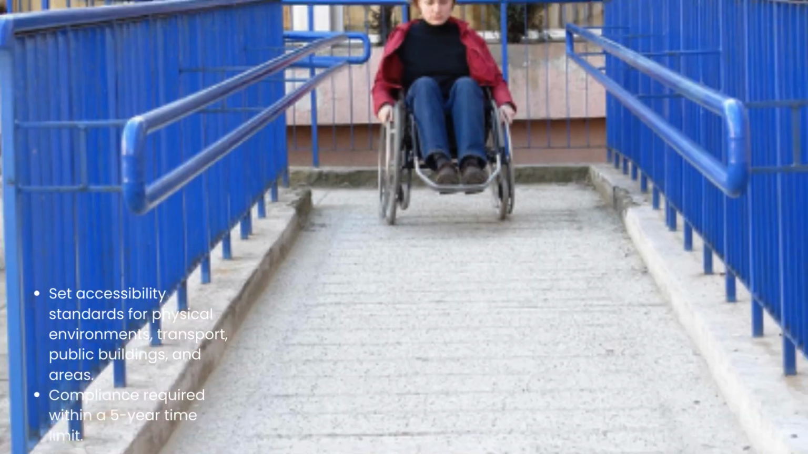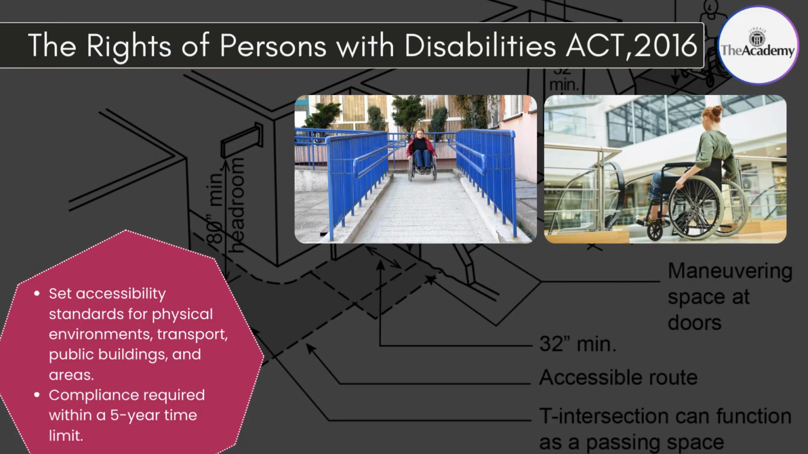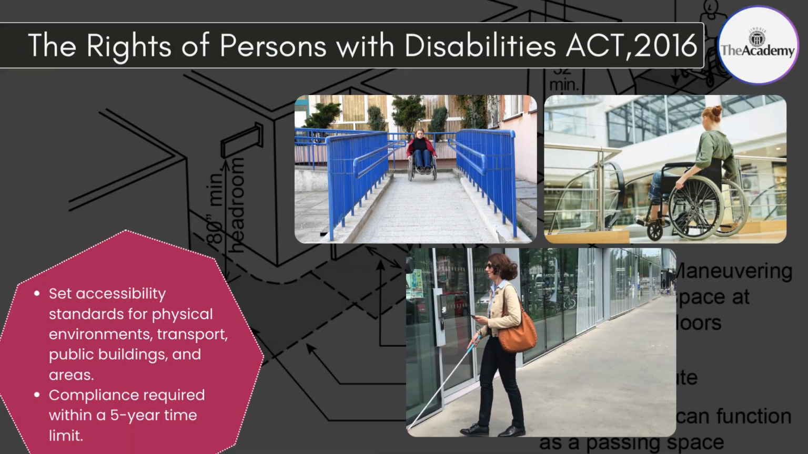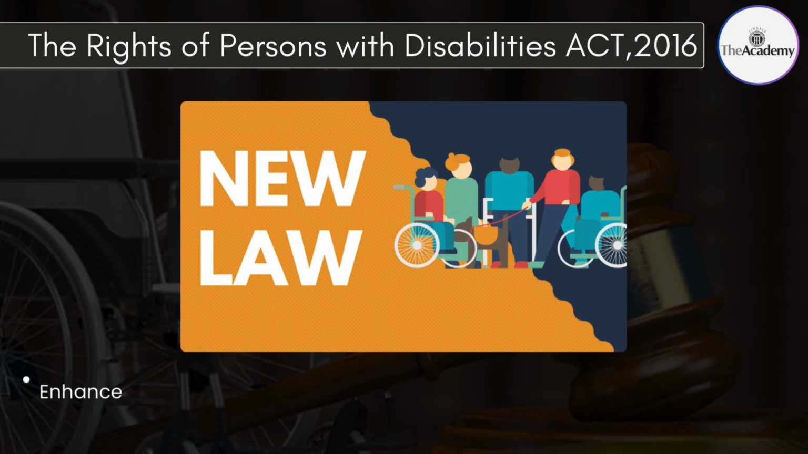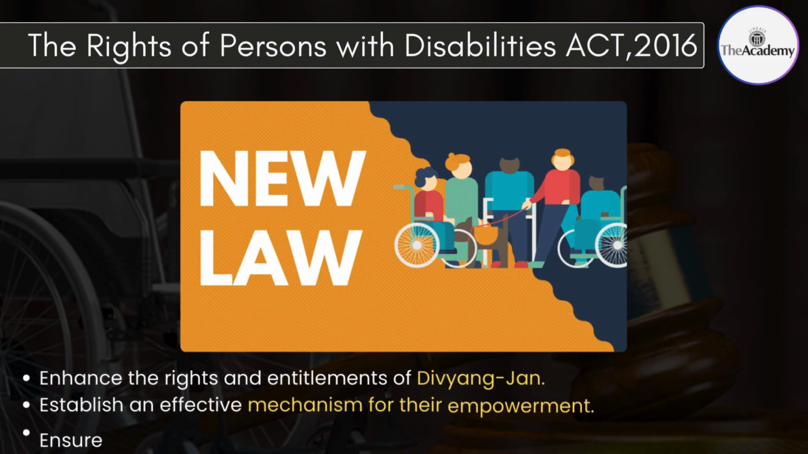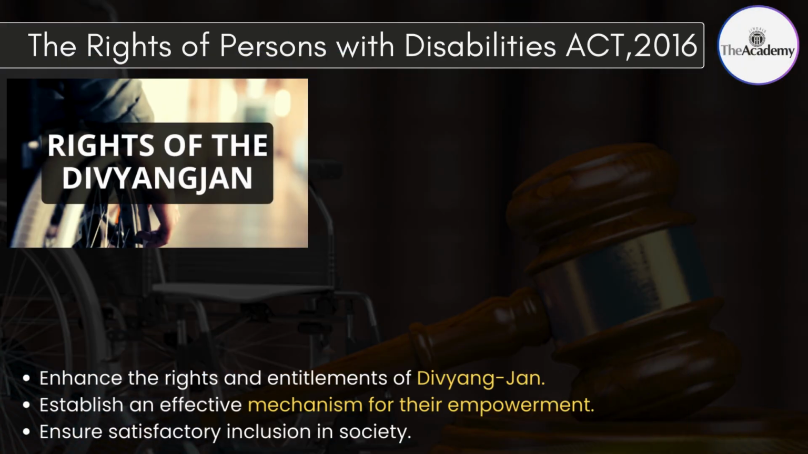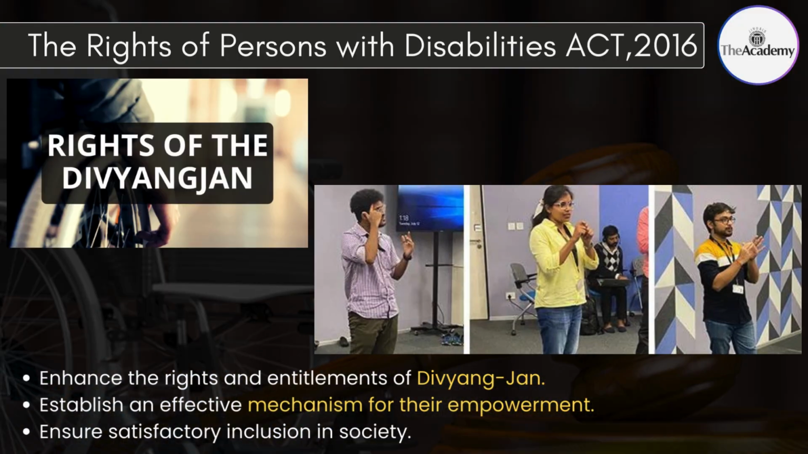Standards of accessibility in the physical environment, different modes of transport, public buildings and areas are to be laid down and have to be complied with within a 5-year time limit. Access to information and communication technology is to be ensured. It is expected that the new law will not only enhance the rights and entitlements of Divyangjan but also provide an effective mechanism for ensuring their empowerment and inclusion in society satisfactorily.